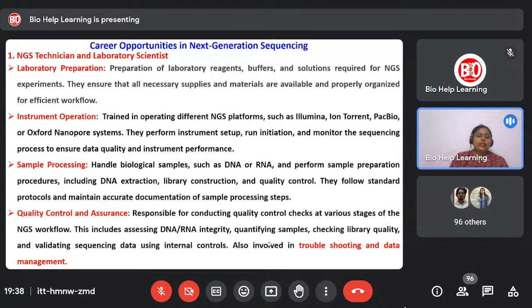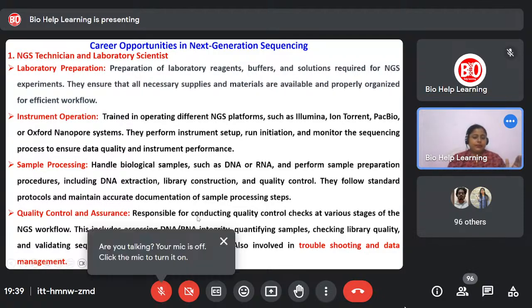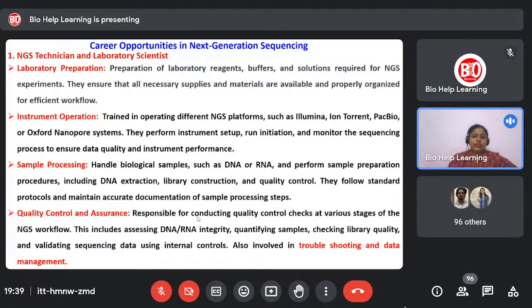The third important role is sample preparation: they isolate RNA or DNA, perform library construction and quality control, and follow the standard protocol to maintain accurate documentation of sample processing steps. The fourth is quality control and assurance. They are responsible for conducting quality control checks at various stages to see whether the overall workflow is right or wrong. This work is done by the NGS technician. They also handle troubleshooting and data management. These are the tasks performed by an NGS technician at any research center, in industry, or at a particular lab.